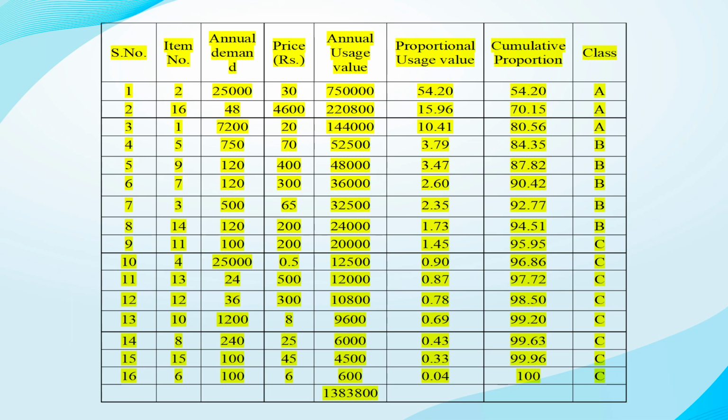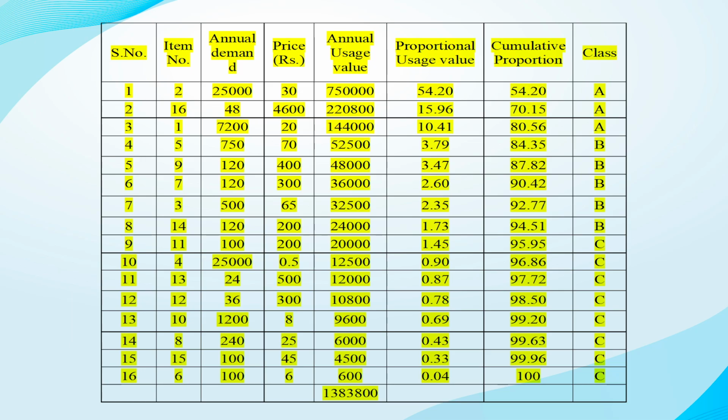So what is the price of that item? The unit price of item number 2 is 30. Item number 16 is 4,600. Item number 1 is 20 rupees, item number 5 is 70 rupees, and item number 9 is 400. Likewise, item number 6 is 6 rupees.